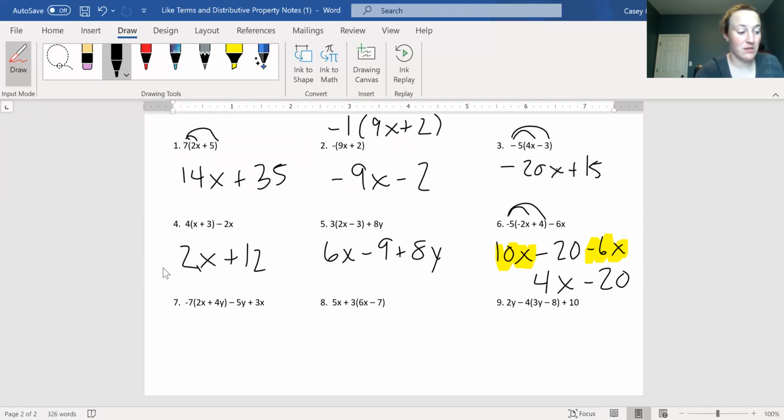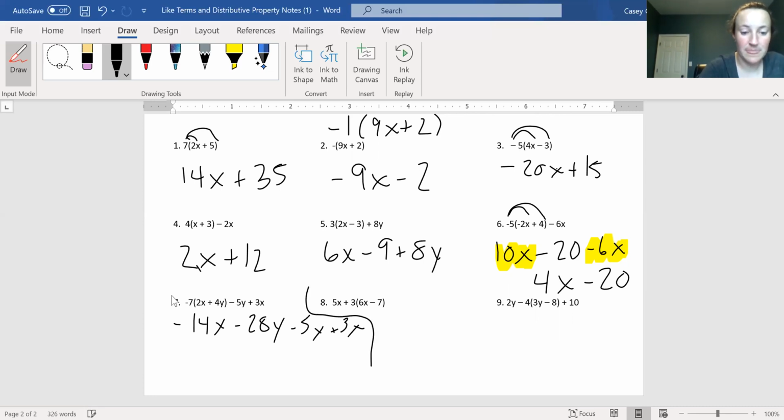Number 7, when you distribute, you should end up with negative 14x minus 28y minus 5y plus 3x. Ooh. Putting together those like terms, then you should end up with negative 11x minus 33y. This is a messed up looking x. Hopefully yours looks a lot better.